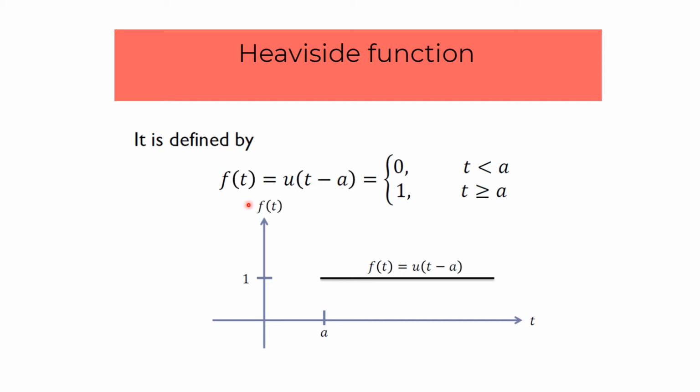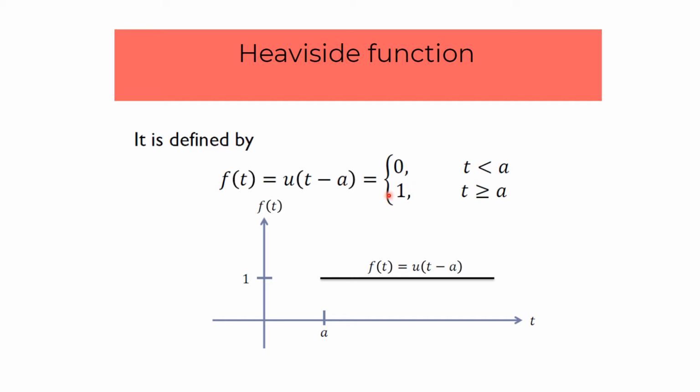Alright, so what is this Heaviside function? u(t minus a) is 0 when t is less than a, while u(t minus a) is 1 when t is greater than or equal to a. We're going to use this Heaviside function whenever the function f(t), the input function in the equation, is a piecewise function.